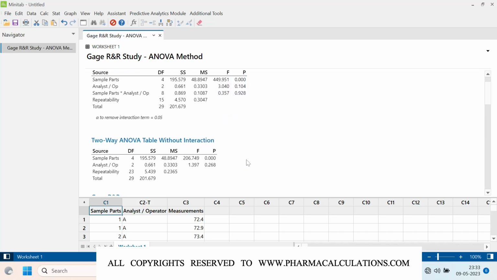So coming to here, again we got the sample parts, analyst or operators, and the repeatability. And the p-value is almost 0 for the sample parts. That means since it is less than 0.05, we can say that this is going to be a significant factor. That means the part-to-part variation is going to be high, and the total variation is going to be attributed majorly by the sample parts. And coming to this analyst or operator, the value is 0.268. It is greater than 0.05, which means their contribution is going to be very less.